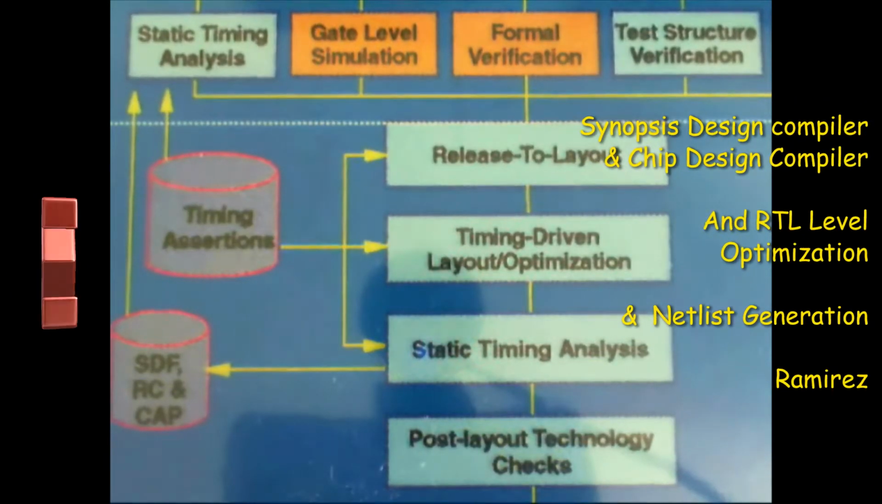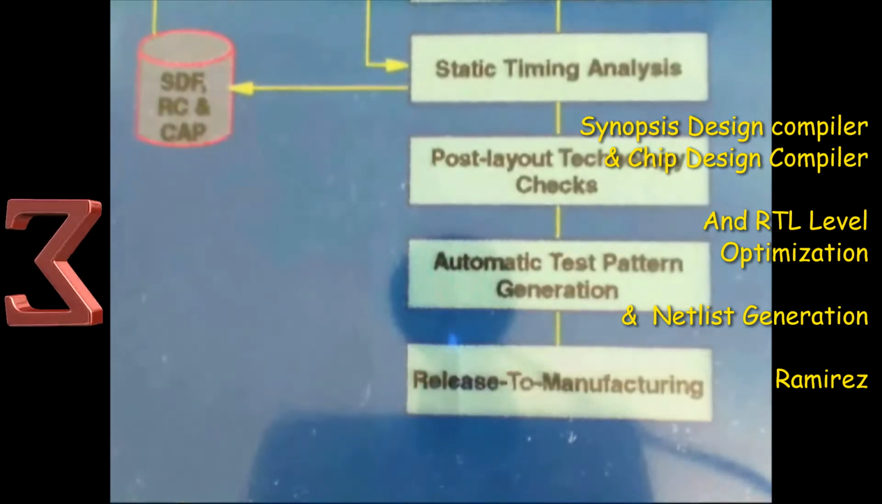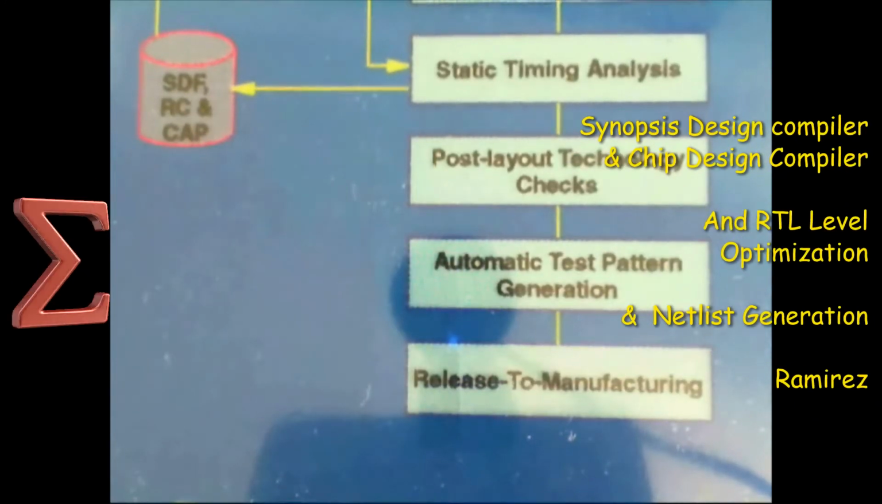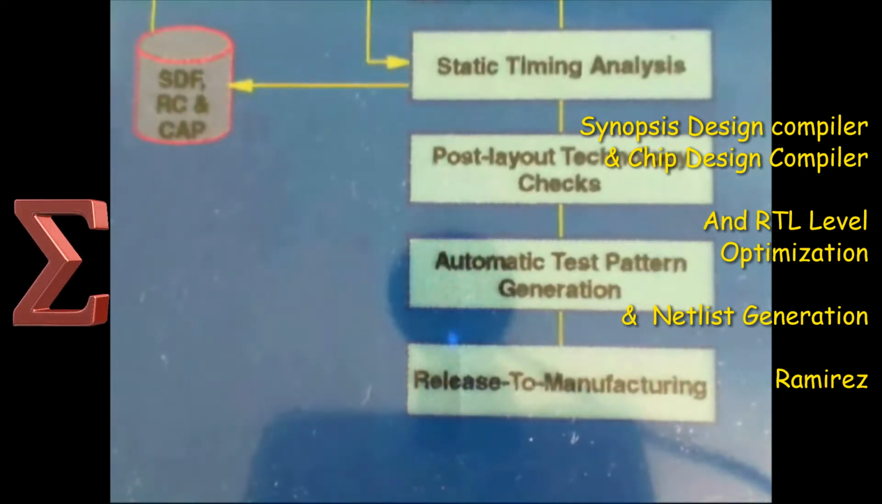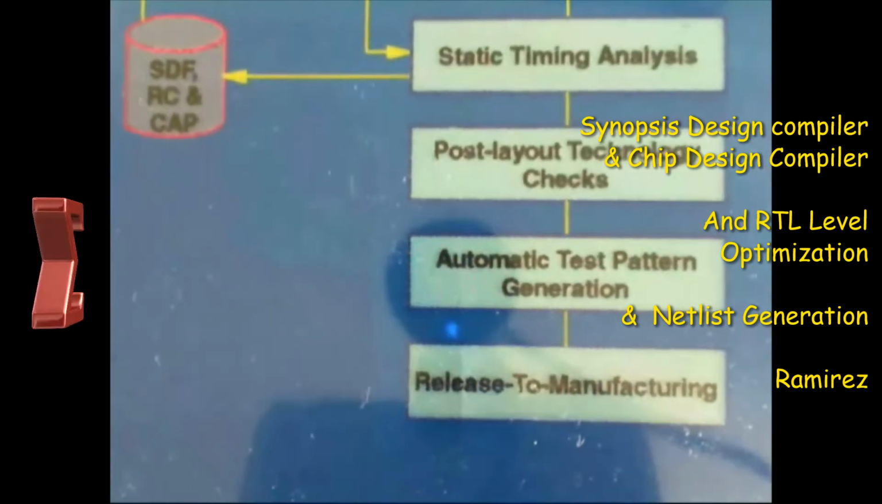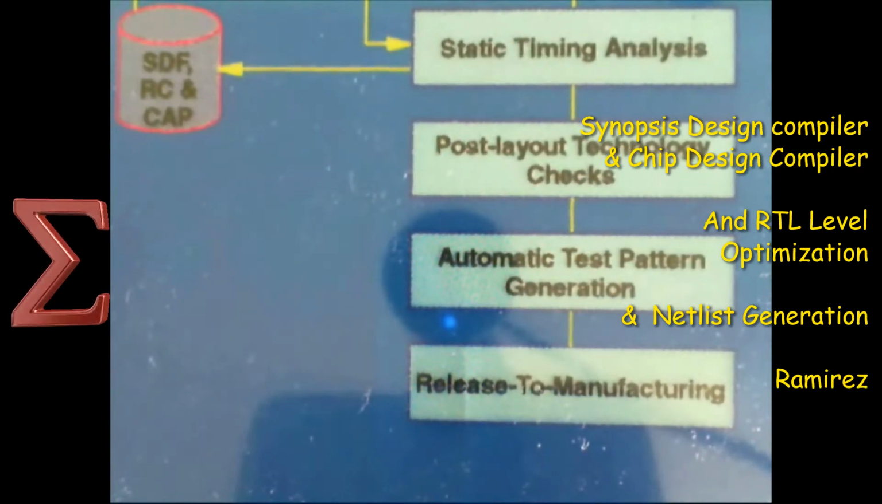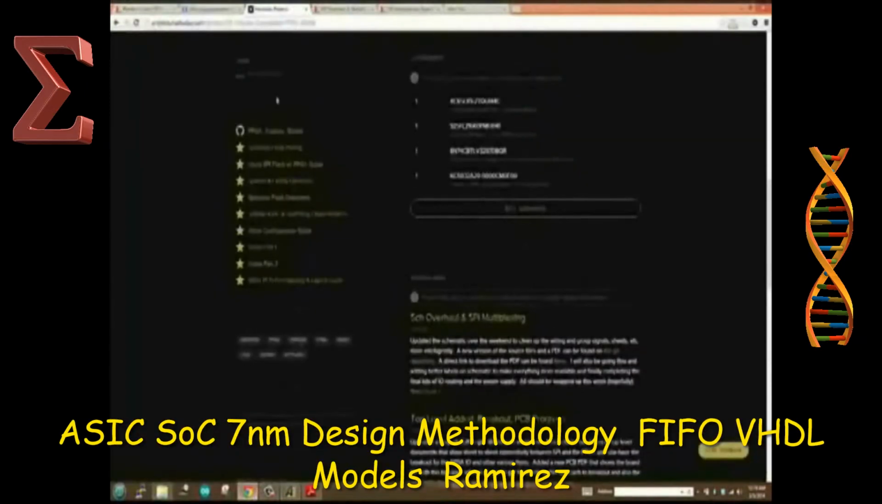The GTECH library consists of all the basic logic gates and flip-flops, and the DesignWare library contains more complex cells, for instance, adders and comparators. So both the GTECH and DesignWare libraries are technology independent. That is, they are not mapped to a specific technology library. So design compiler uses the symbol library to generate the design schematic.